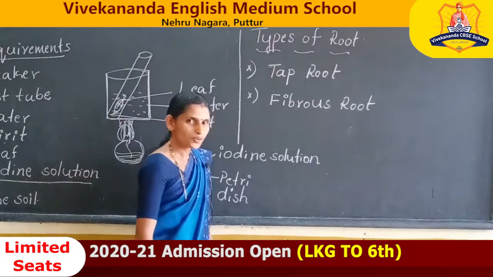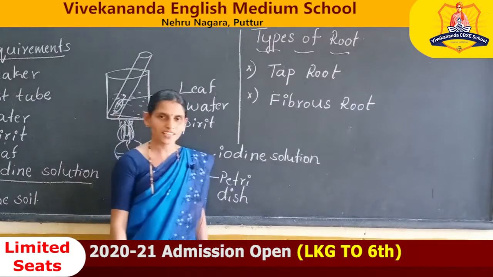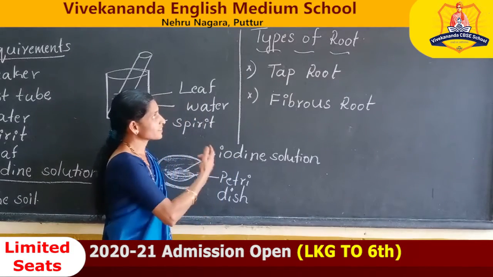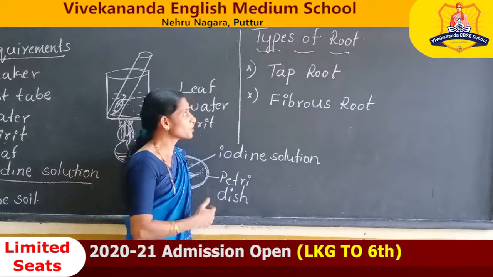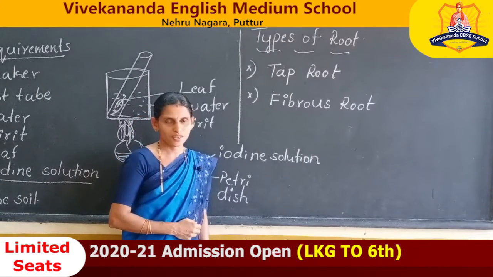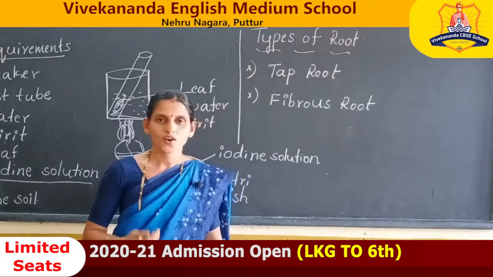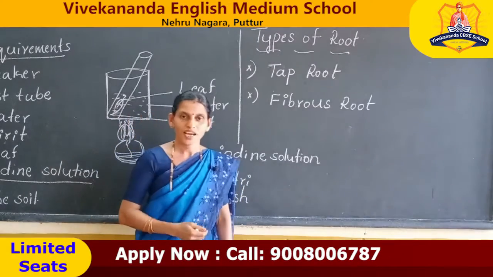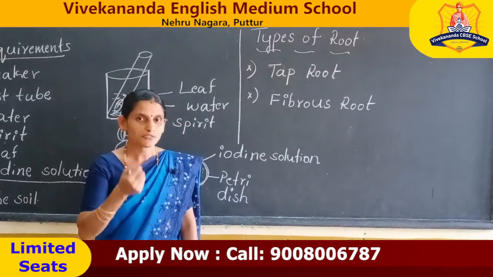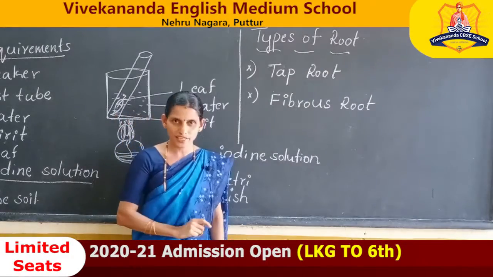So it is an activity or experiment to show that roots fix the plant firmly to the soil. Children, now you know about root and its function. Next, you might have seen roots of various plants. There are two types of root. One is tap root, another is fibrous root. You might have seen plants like grass or tulsi plant. Have you observed the plant roots, children? If you observe the roots of those plants, the two roots are totally different.